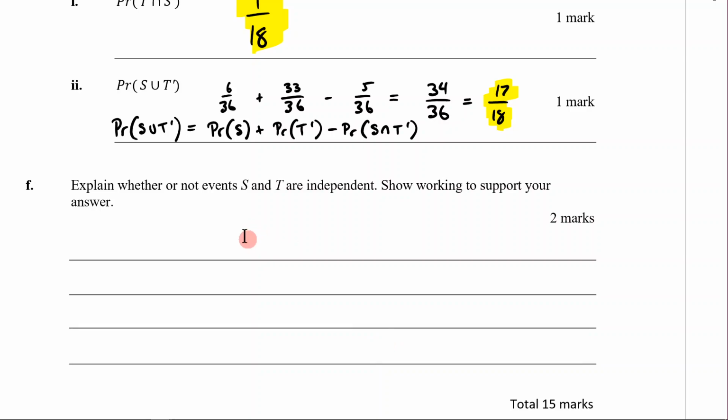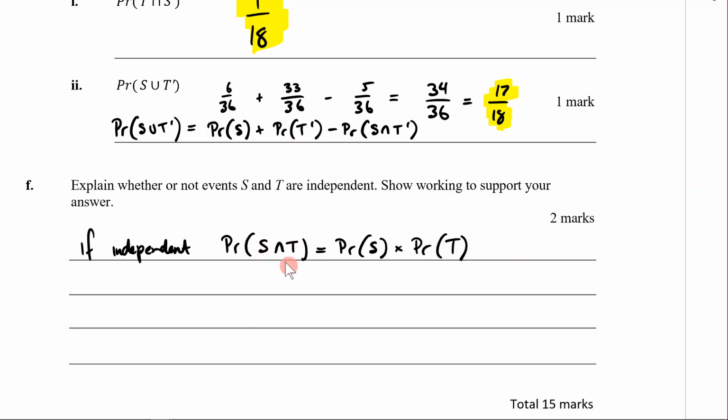Okay, next. Explain whether or not S and T are independent. Show working to support your answer. Okay, so what does it mean for things to be independent? So I would begin by saying, if independent, the probability of S intersection T needs to be equal to the probability of S multiplied by the probability of T. That's what we know by definition. Now I know everything here.